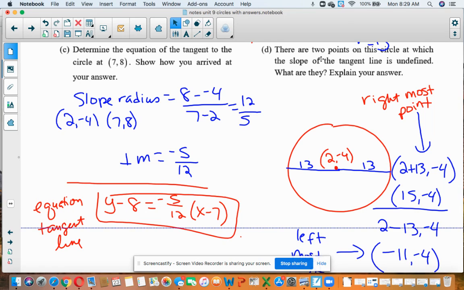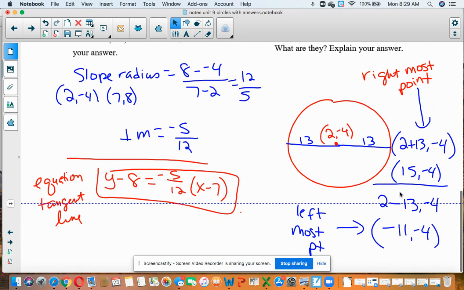And then this last point, there are 2 points on the circle at which the slope of the tangent line is undefined. What are they? Explain your answers. So basically, I have that center of the circle, 2, negative 4. And my radius was 13 right here, so I went 13 in this direction and 13 in this direction. And you can see the coordinates of those points then, and the leftmost point is negative 11, negative 4.